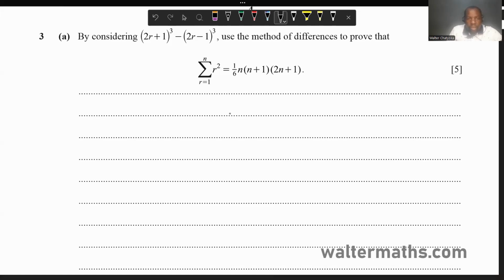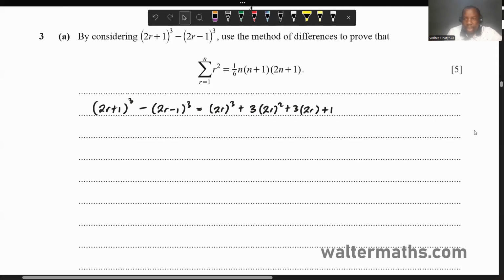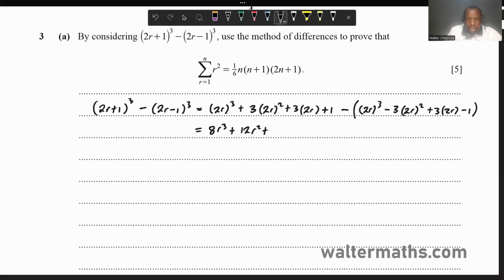All right. So we're going to consider the 2r plus 1 to the power of 3 minus 2r minus 1 to the power of 3, which basically is 2r to the 3 plus 3 of 2r squared plus 3 of 2r plus 1. So I've just done a binomial expansion of this. That's going to be minus, all right, 2r to the 3 minus 3 of 2r squared plus 3 of 2r minus 1. All right. So we have 8r cubed plus 12r squared plus 6r plus 1 minus, now here, 8r cubed plus 12r squared minus 6r plus 1.